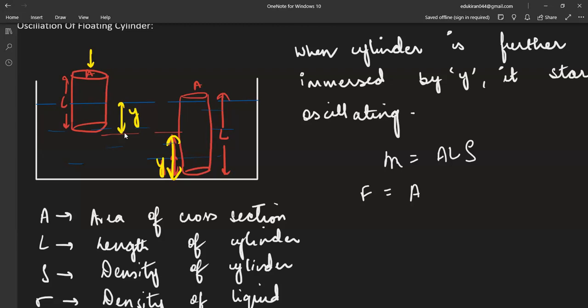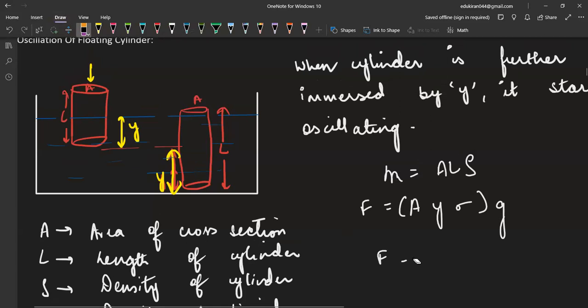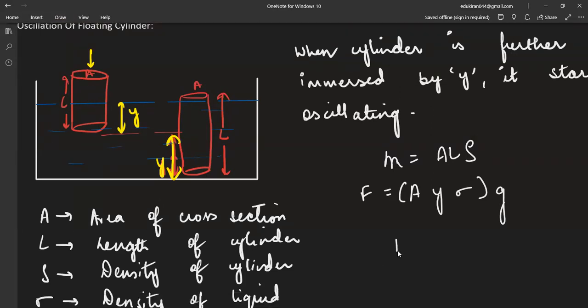So if it is displacing by Y, it will rise by Y here. So Y will be the displacement that we are referring to. Density of the liquid, I have taken it as sigma. So here also I'm taking it as sigma into g. So F is equal to, now when you put, this is the mass. So this is F is equal to A Y sigma g. Again, you know the value of K, the constant term that you're getting, this is A sigma g. This is the constant that you're getting.